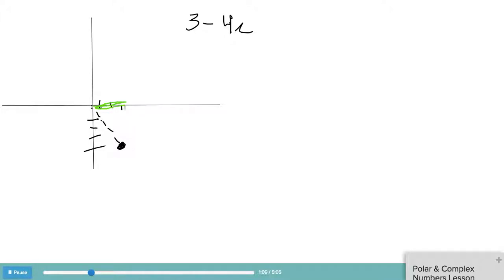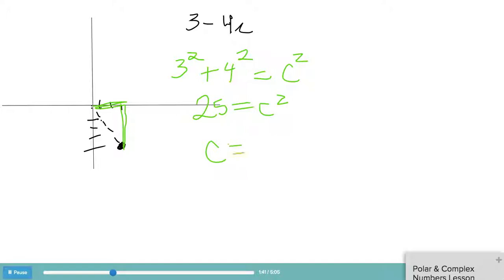Remember, it's distance, right? So imagine that I draw in a right triangle here. That distance is the hypotenuse of my right triangle. So you know a squared plus b squared equals c squared? That's all we're doing. So 3 squared plus negative 4 squared, which is the same thing as 4 squared, equals c squared. So 9 plus 16 is 25. So c is 5. So the absolute value of our number is 5.